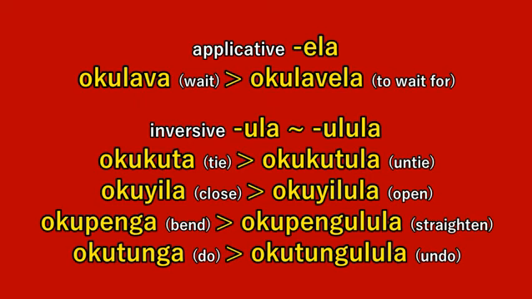Inversive, that inverts the meaning of the verb, like a negative invertive prefix, much like un in English, or dis, like, dislike, do, undo. Okukuta, to tie. Okukutula, to untie. Okuyila, to close. Okuyilula, to open. Okupenga, to bend. Okupengulula, to straighten. Okutunga, to do. Okutungulula, to undo.